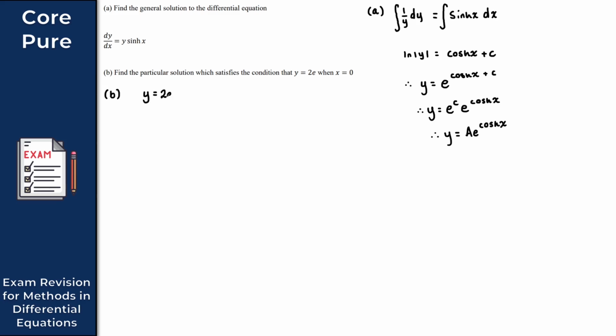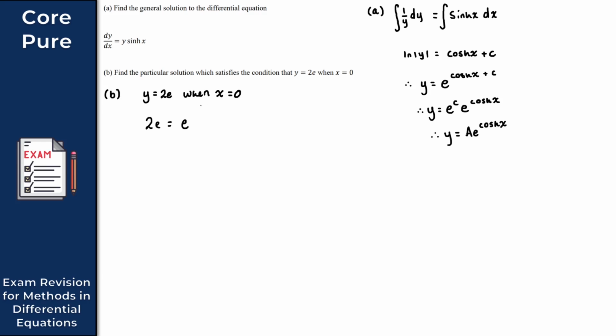So y is equal to 2e when x equals 0. Okay. Well, in that case, what do we get here? If y is equal to 2e, then what I've got here is 2e is equal to, and you can use any of these forms here. Let's just start with the first form, just so you can see what's going to happen.